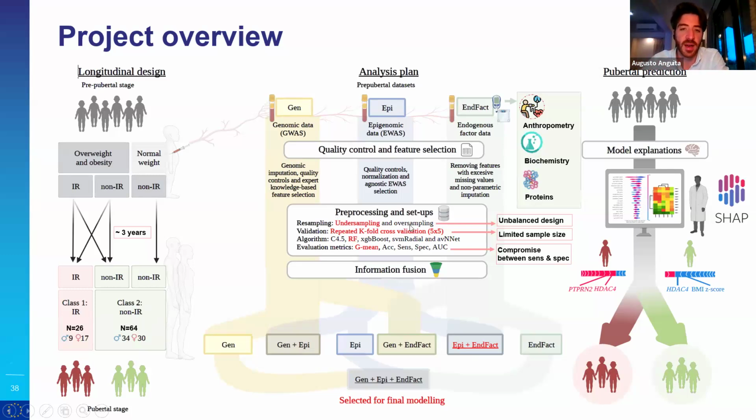We test oversampling and undersampling strategies. We implement validation with repeated 5-fold cross-validation. We test different algorithms, and we evaluate those models according to different metrics. And of course, we compare different kinds of data layer combinations or fusion here. And finally, once we identify the best approach, we will interpret this model, and we will see if there is room for applying this model in the clinic.